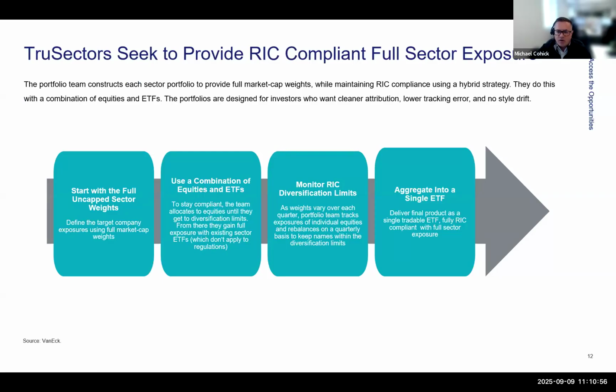So here's a depiction of how the TruSector ETFs work and our quantitative investment process. Going left to right, we start with the full uncapped weights of each stock. The portfolio team monitors exposures and rebalances quarterly to stay RIC compliant. So how do we do this? We use a hybrid strategy, basically allocating directly to equities in each sector until the limits are reached, like we talked about earlier, that 50 and 25. Then we layer in a relevant sector ETF to complete the exposure. And finally, we wrap it up by providing investors a single ETF that is tradable, liquid, yet RIC compliant.